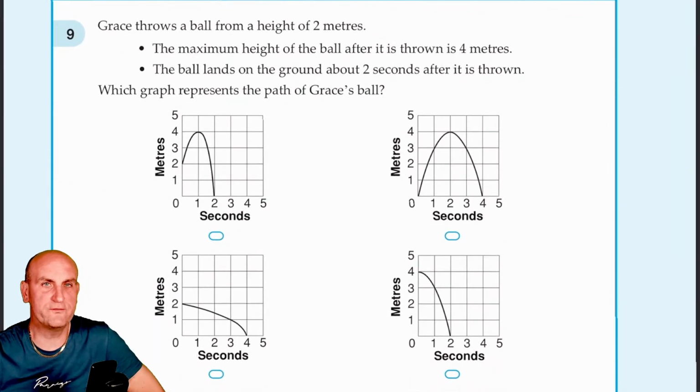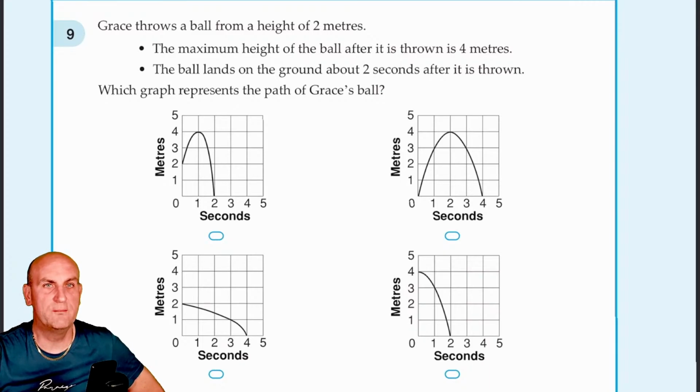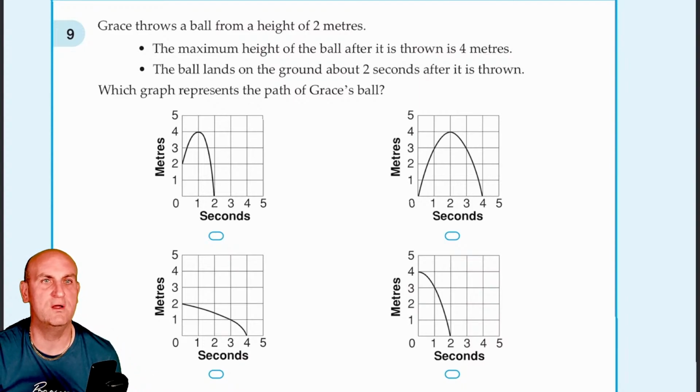Grace throws a ball from a height of 2 meters. The maximum height of the ball after it's thrown is 4 meters. The ball lands on the ground about 2 seconds after it is thrown.